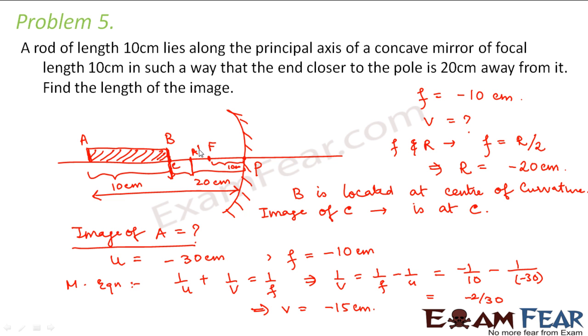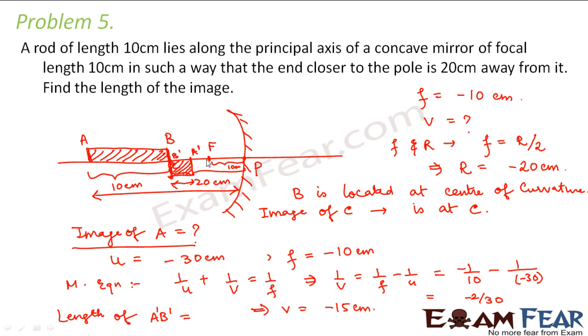So we can call this A dash and we can call this B dash. So that means this would be the image for AB. So the image for AB would look somewhat like this. Right? So what would be the length of the image? Therefore, the length of A dash B dash would be equal to this length. So what would be this length?